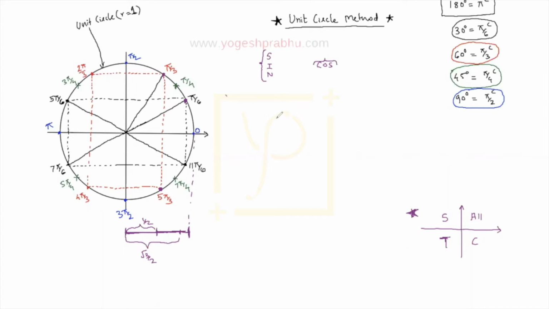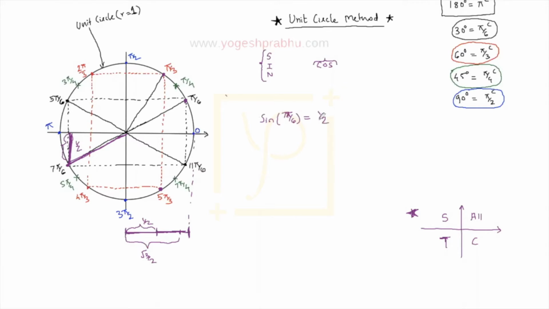Let me do one more for your practice. Let's say I want to find out sine of 7 pi by 6. This is a series of pi by 6. And for 7 pi by 6, the angle is here. Once you know this is the angle, you want to find out sine, and sine is going to be the vertical measure. So now I want to know the vertical, this height here. And you can clearly see the height is half. So the sine of 7 pi by 6 is definitely half.